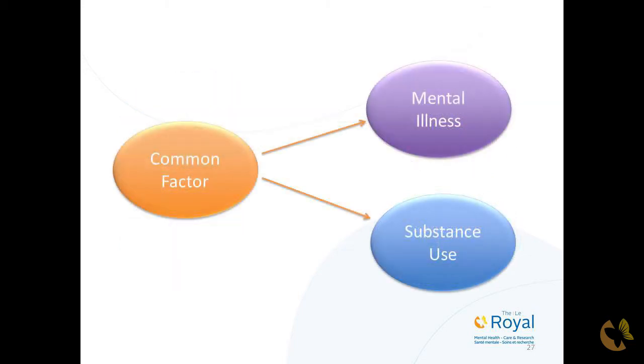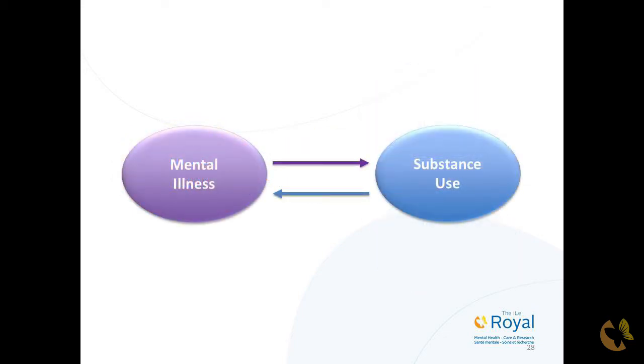Sometimes a common factor can cause both, right? So if someone grows up in a very chaotic, difficult home environment where maybe they're exposed to substances, they might cope with that environment by using, and they might also develop a mental health problem as a result of that. And finally, we have our bidirectional model. Oops, got a little eager there.